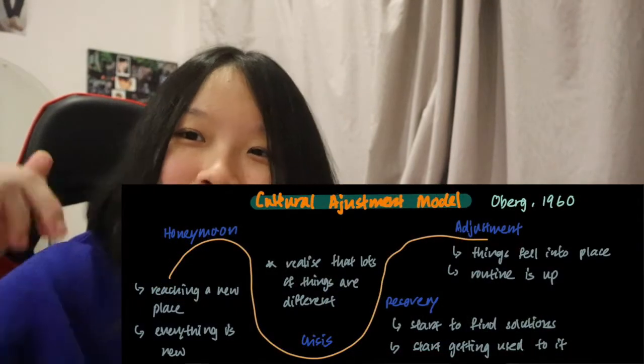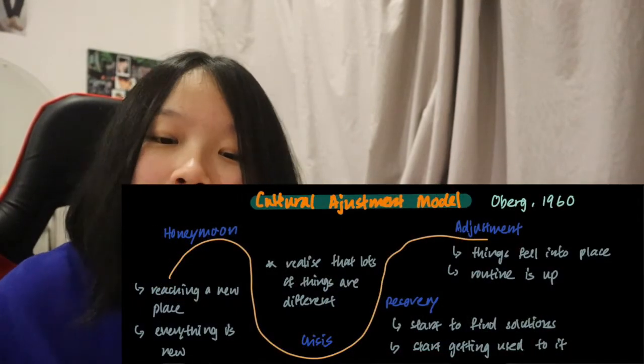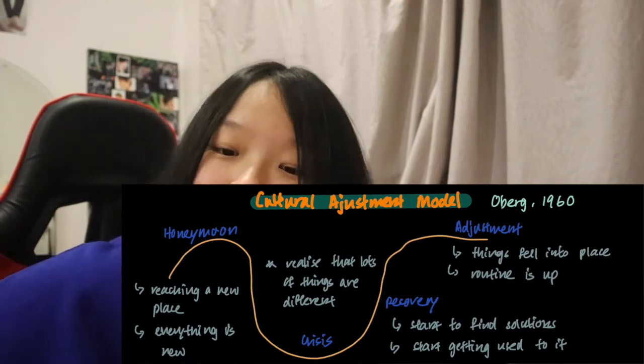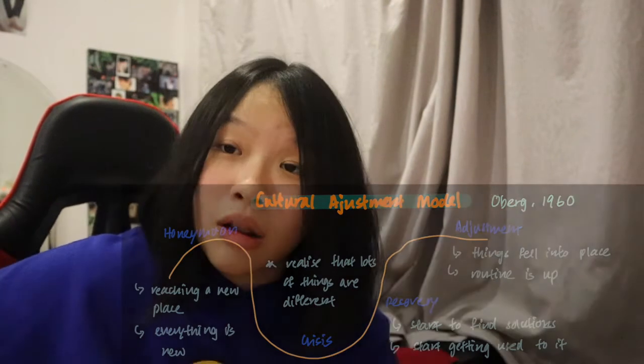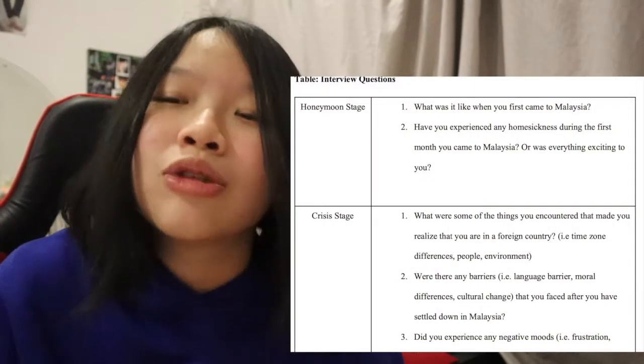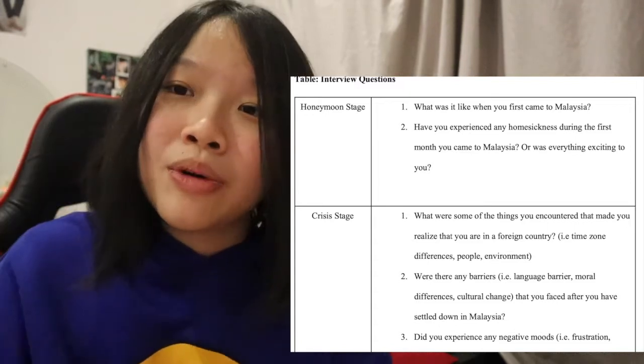And one more thing that was really memorable as well was the cultural adjustment model. For this, we learned how foreigners feel when they go to a different country to live, either short term or long term. For this, we had to do an assignment and interview foreigners living in Malaysia, non-Malaysians living here, to determine how feasible this model is.